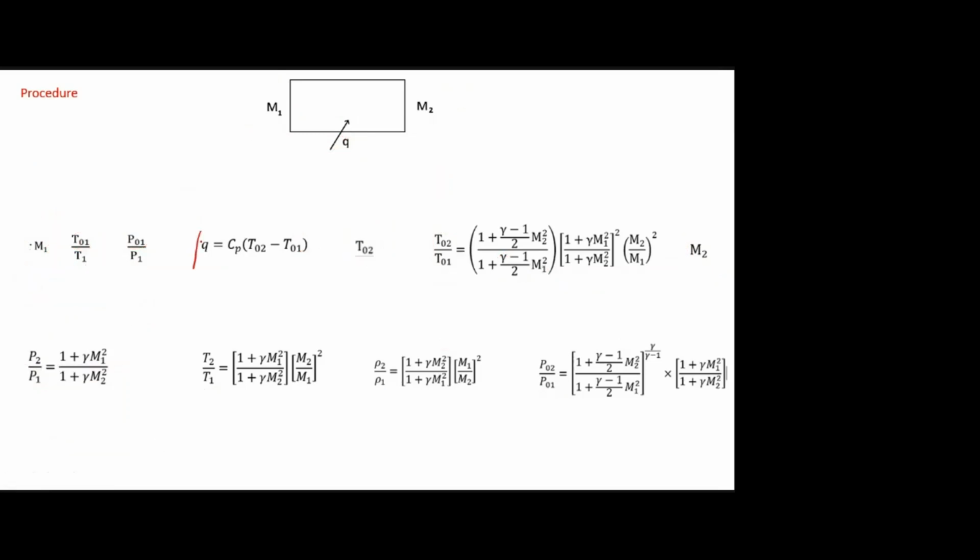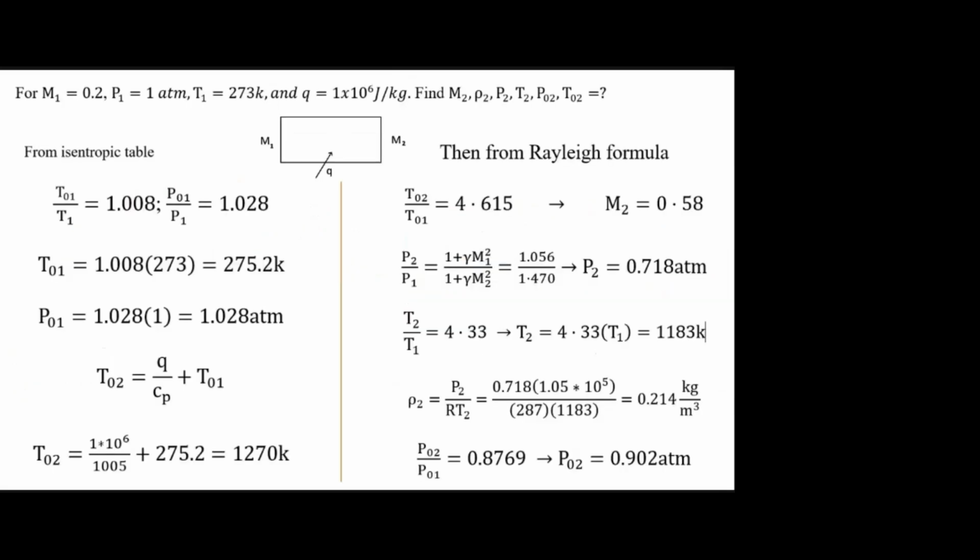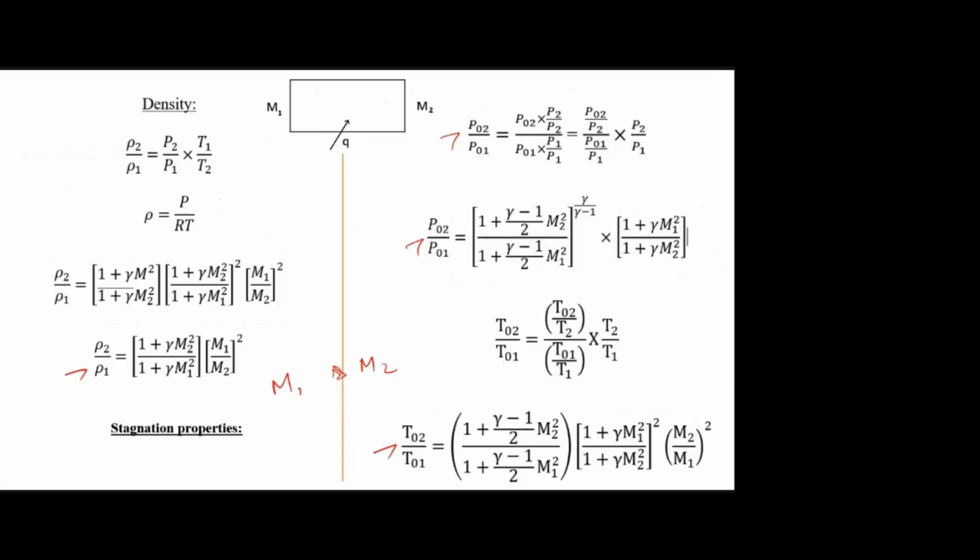That's why I said this formula is compulsory. Without that, we cannot find this T02. Once you know these two, then we can go for this relation and find M2. Once the Mach number is known, we can find everything. But mostly we don't use this method, because in this T02 by T01 relation there are a lot of square terms, so to solve it will take more time. So mostly we don't go for these formulas.